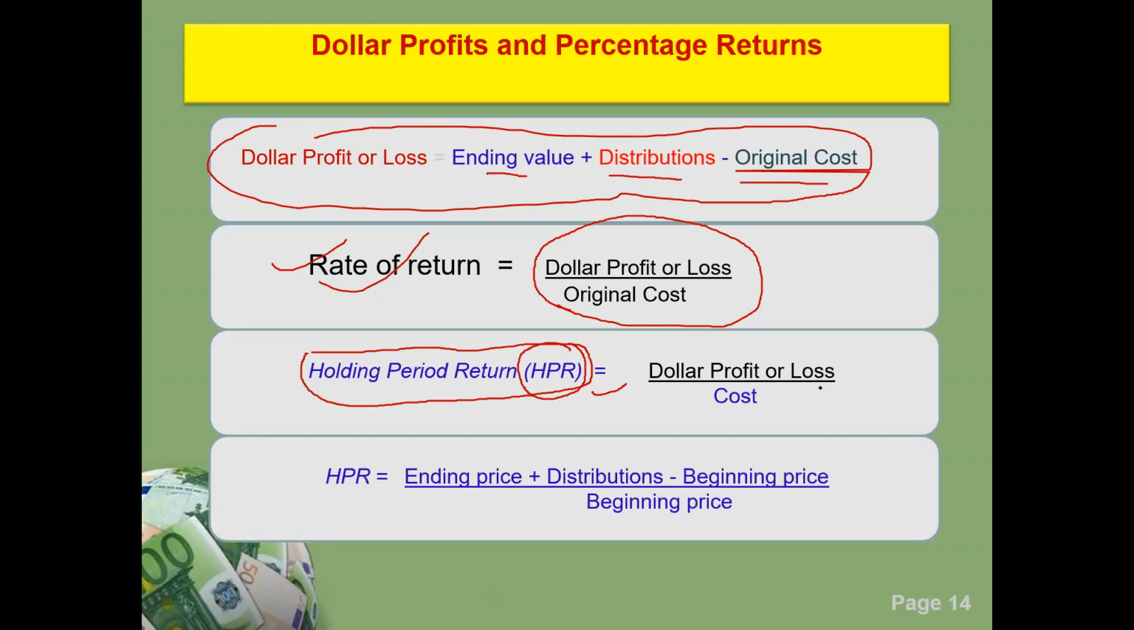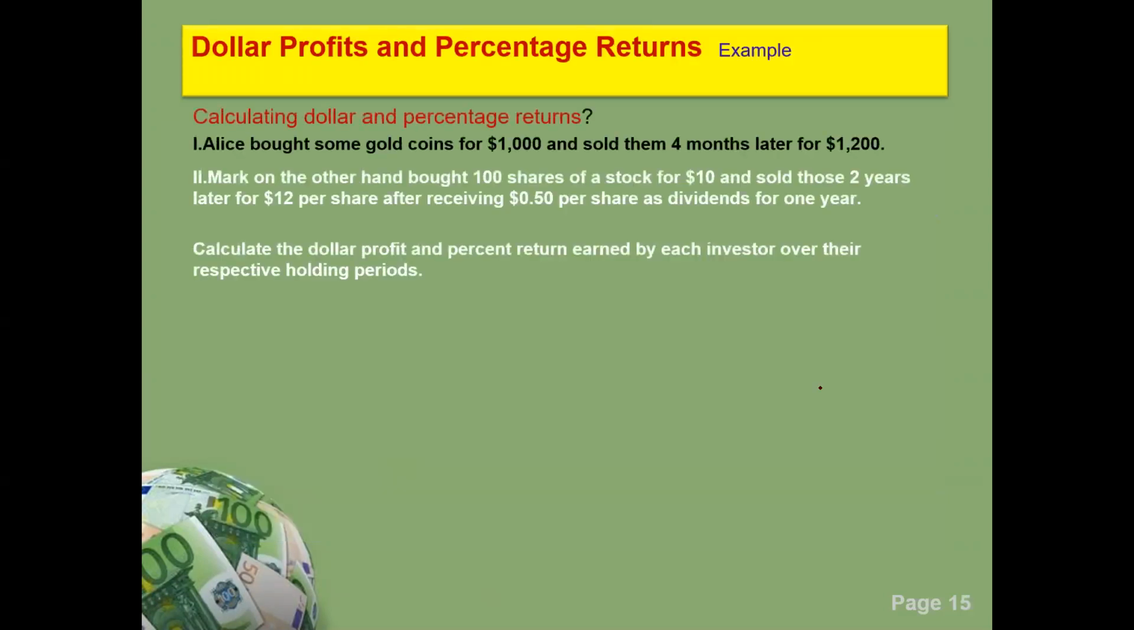What's the main concept of HPR? I'm going to give you this concept through an example. It's better we take the example. Let's say there's one investor, Alice. He bought some gold coins for 1,000 and sold them 4 months later for 1,200. Okay, this is one investor.